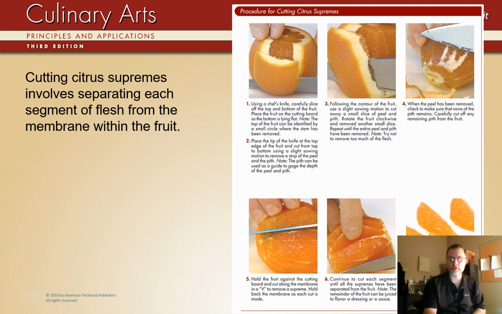One of the things that you'll see is how to actually make these citrus supreme sections. It's just a process, and I'd like you to look at how to make those supremes, which are sections of the orange that do not have the pith on them.